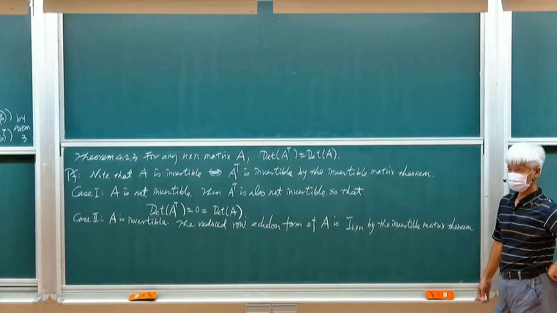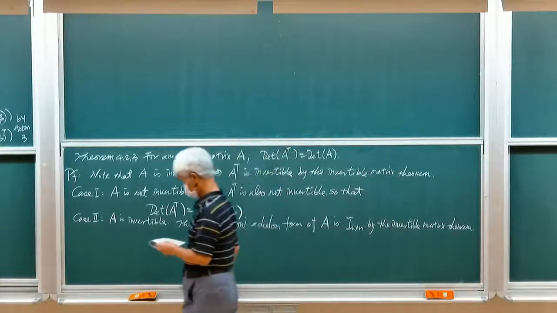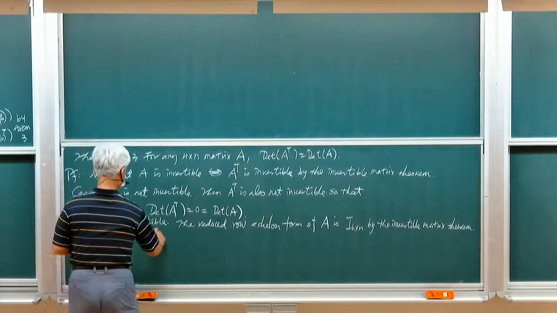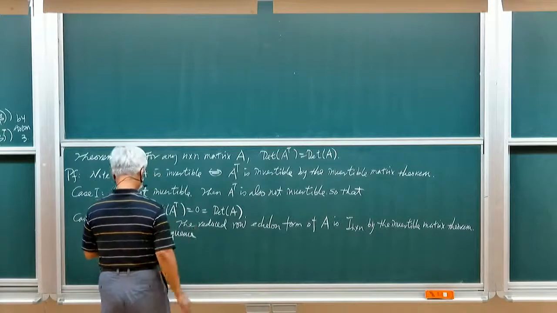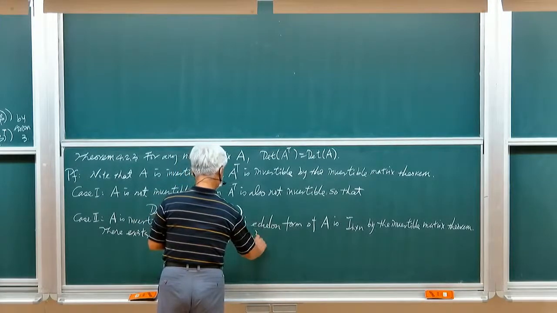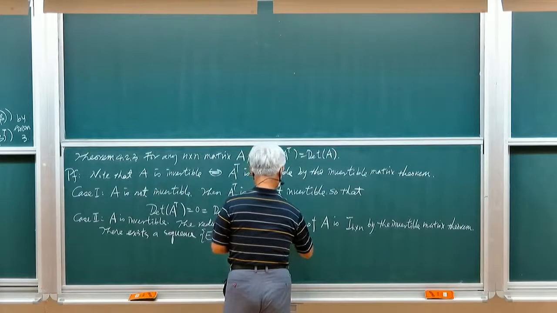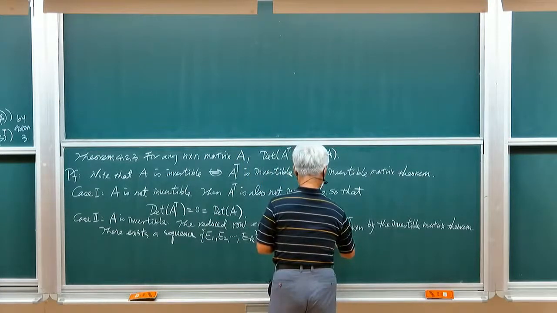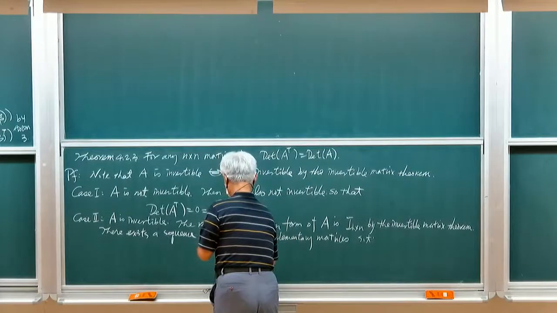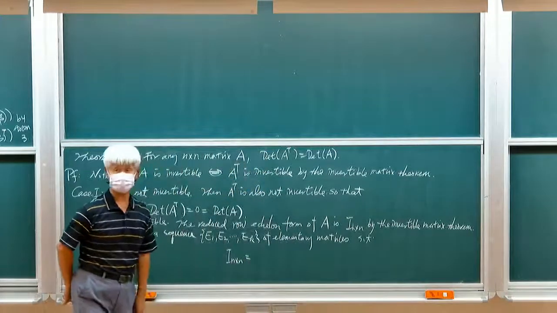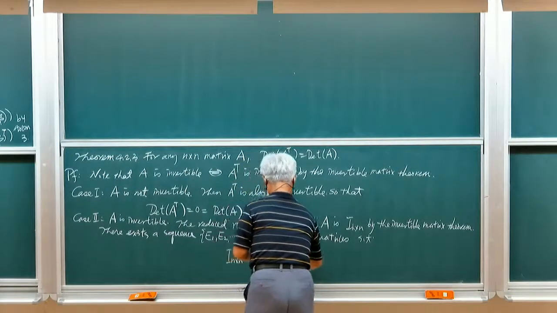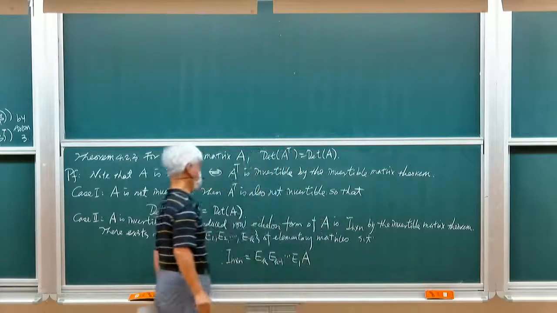Okay. So there exists a sequence E1, E2, up to Ek of elementary matrices, such that A can be reduced to the identity matrix. So that would be A here.